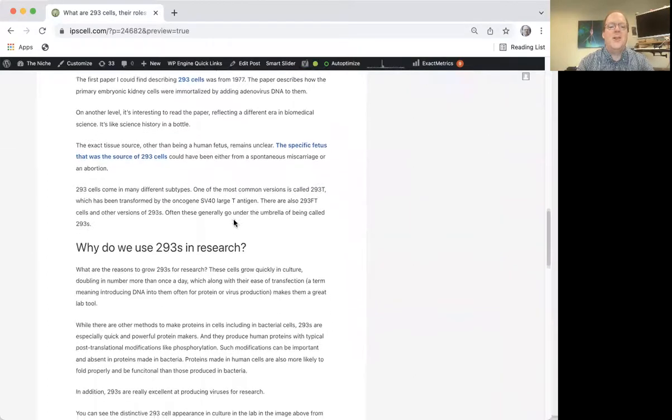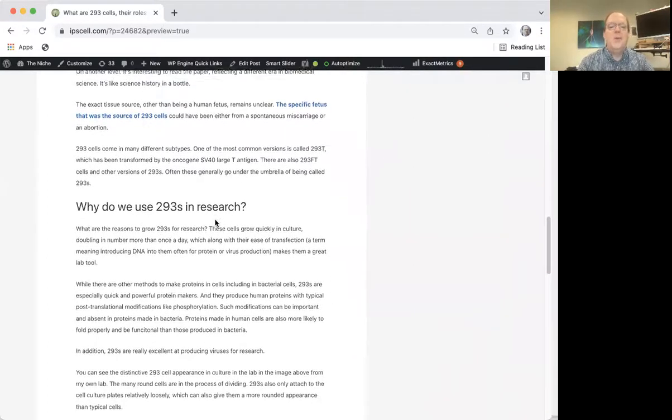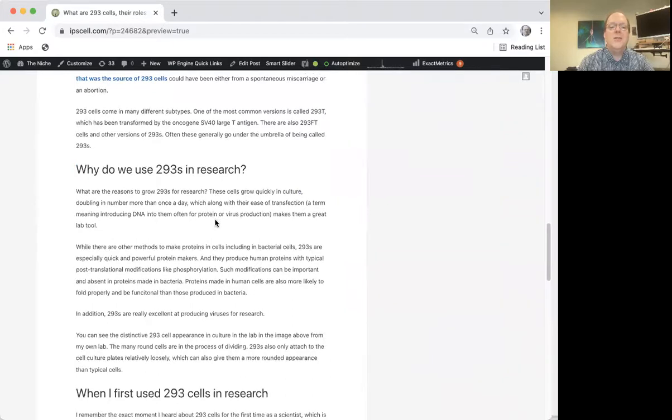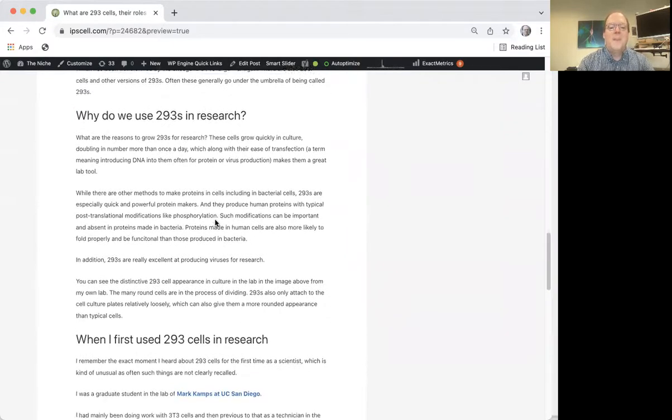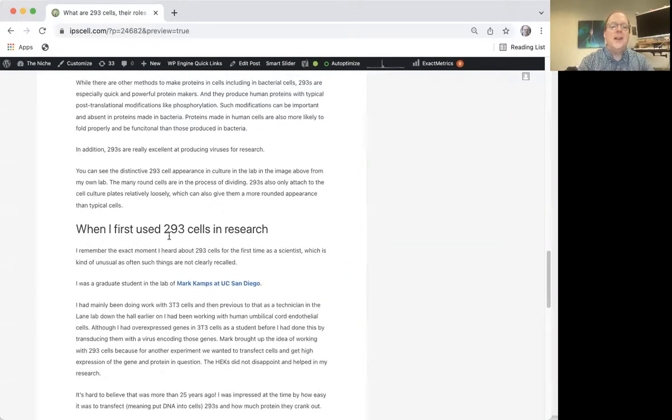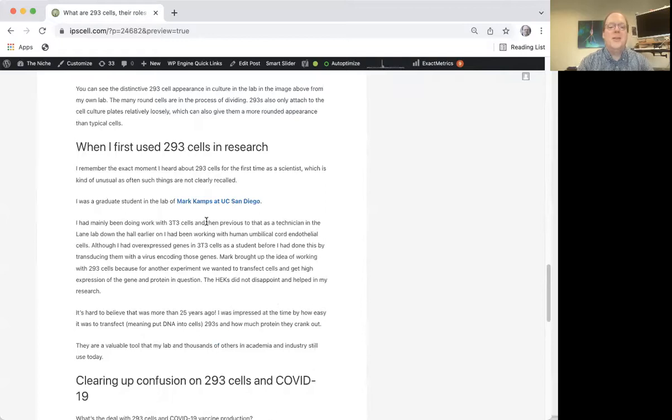So that's what these cells are. I talked a little bit about how we use them in research to make proteins, to make viruses, to study the functions of those proteins. I myself first used these cells almost 30 years ago, back when I was a graduate student at UC San Diego School of Medicine. And again, I use them to try to produce proteins, study the functions of different proteins. So I've been doing research, studying different things in these cells for a really long time. I've gotten to know them very well. And they're just a super useful tool.